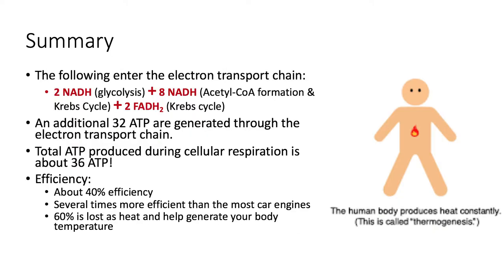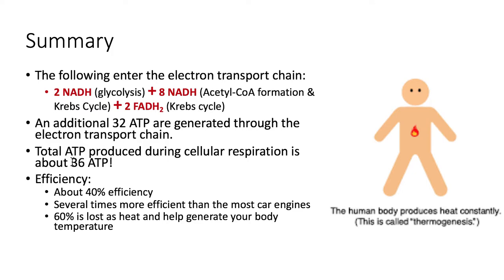So the summary of all this, right? We had 2 NADH from glycolysis. We had 8 NADH from both acetyl-CoA formation and the Krebs cycle. And we had 2 FADH2 from the Krebs cycle. We took these red things and we took them to the electron transport chain. And in the electron transport chain, we were able to make another 32 to 34 ATP, which is awesome because that's a lot of ATP.